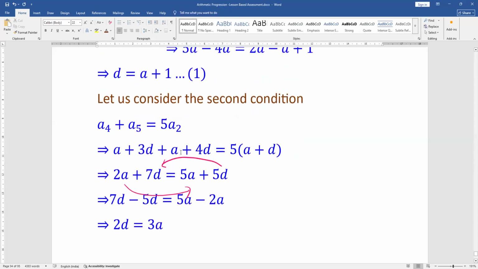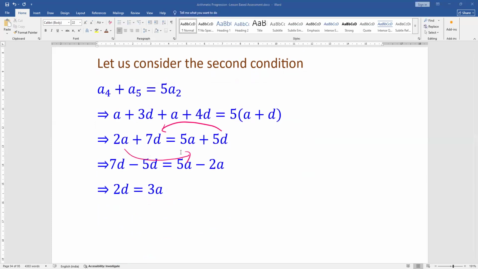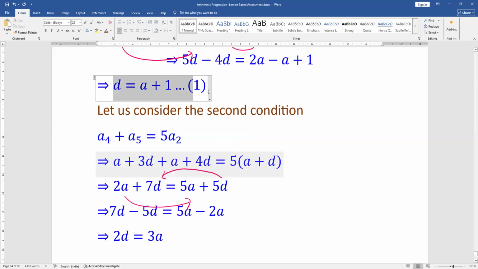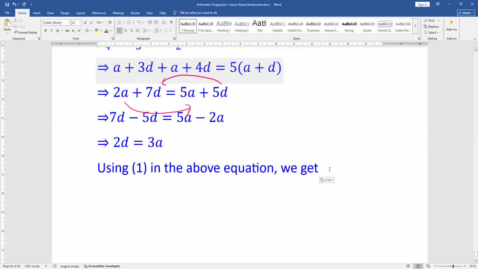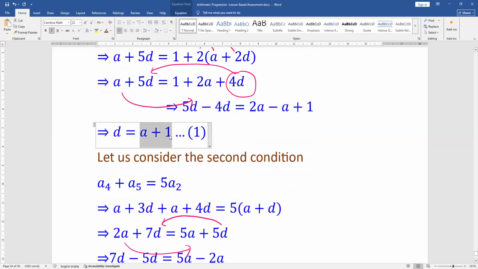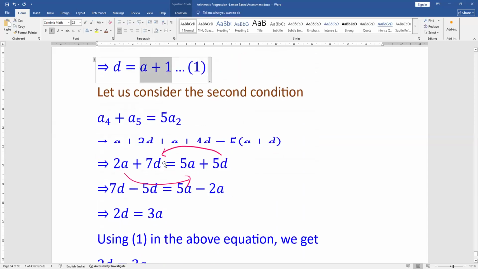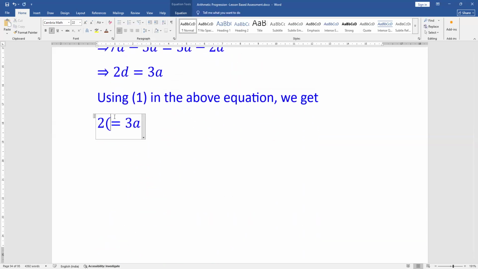Now what I do is use equation 1 in this 2d equals 3a. I substitute it. See, I am writing the statement: using 1 in the above equation we get, so write this same equation. Then for d, the value is a plus 1, so I write that here as a plus 1. In the next step, 2 into a is 2a, and 2 into 1 is 2, so 2a plus 2 equals 3a.